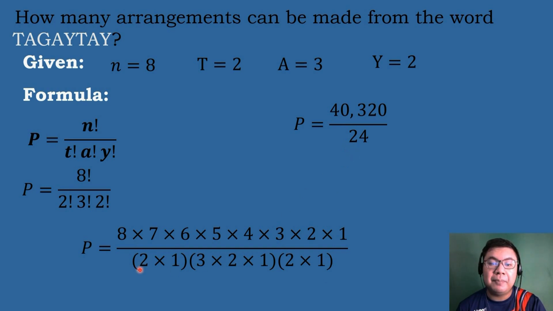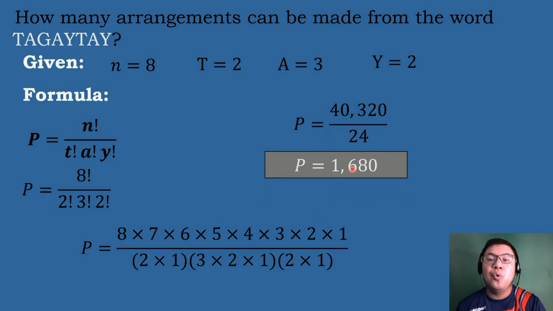So we just multiply all these numbers, and that is equal to 24. After that, we will divide these numbers. So 40,320 divided by 24 is equal to 1,680. Therefore, there are 1,680 possible arrangements we can make from the word Tagaytay.